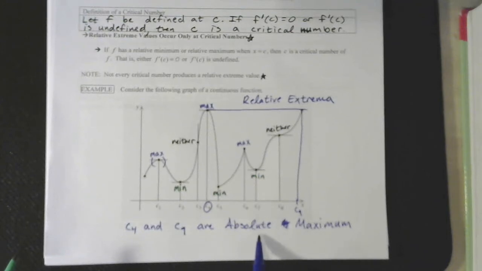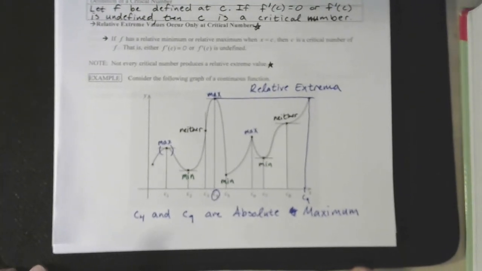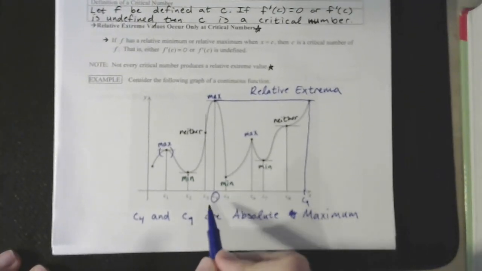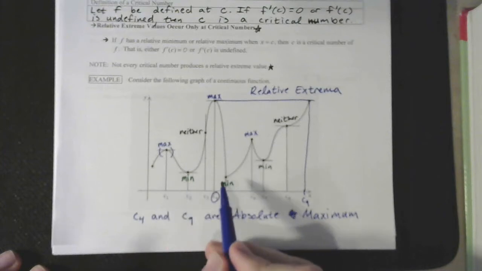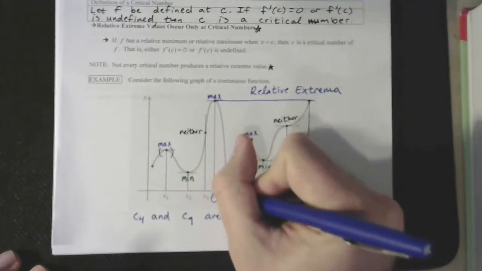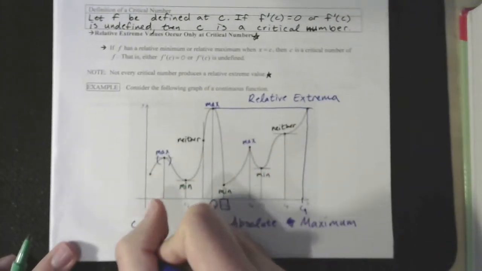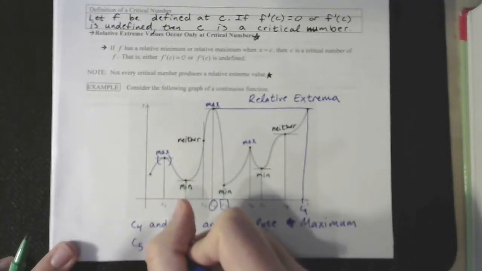So this is how we distinguish. We have relative extrema and we have absolute extrema. Absolute extrema are exactly what is implied. They're absolutely the largest things. And you've probably guessed we have absolute maximums. That means we also have absolute minimums. So our absolute minimums are the smallest things. So we look at the y values, and C5 is the absolute minimum.